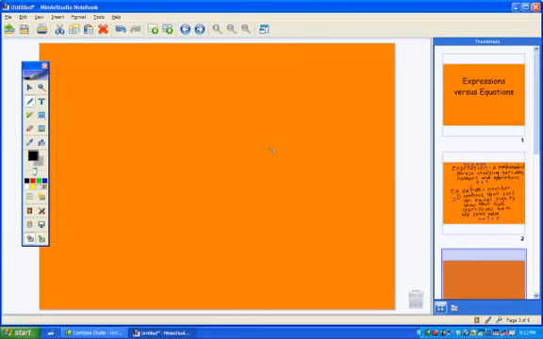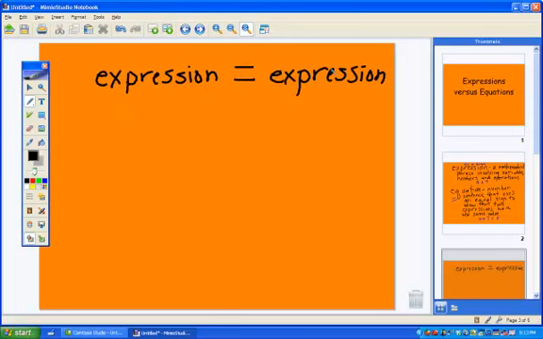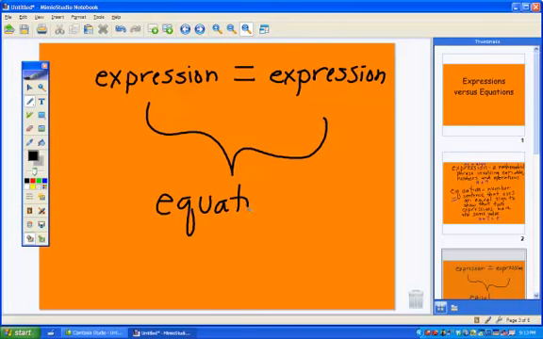So when you're thinking about expressions versus equations, they're not two different things. Expressions are put together to create equations with the equal sign between them. So it's kind of like you have an expression, an equal sign, and another expression, and all of that is an equation. And it's all because of that equal sign. Equation has the same beginning as equal.